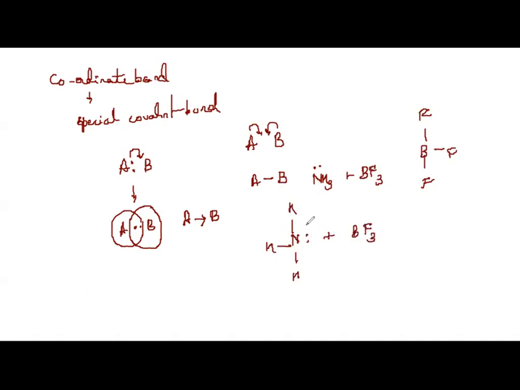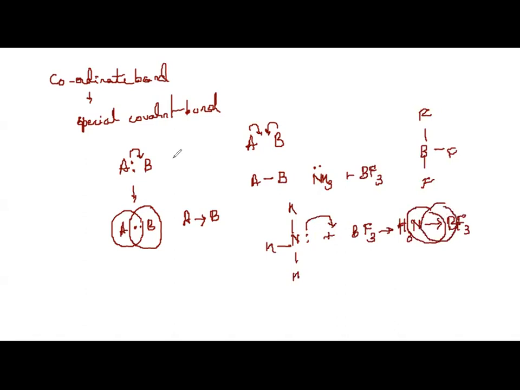So what nitrogen does, it will contribute its electron pair to whom? To boron, such that this electron pair is shared by nitrogen as well as by boron. Therefore, I can write it like this: NH3, and the electron pair is contributed by nitrogen to boron, BF3. So you see, nitrogen also has 8 electrons, and now boron also has 8 electrons.